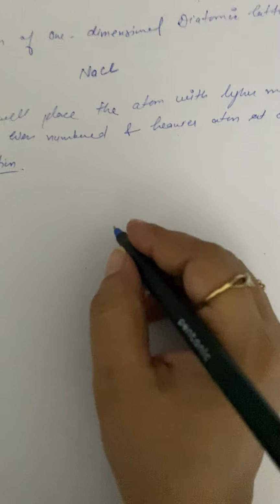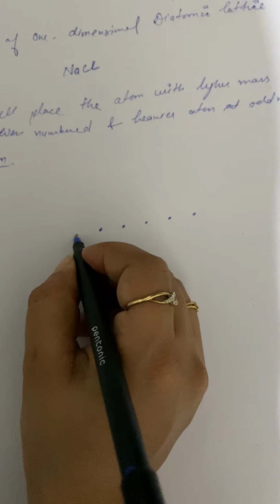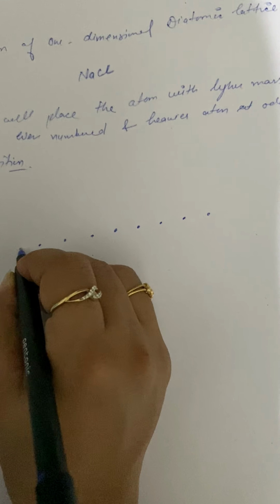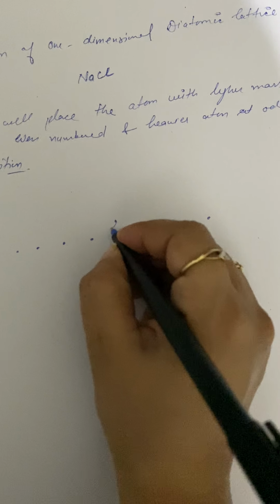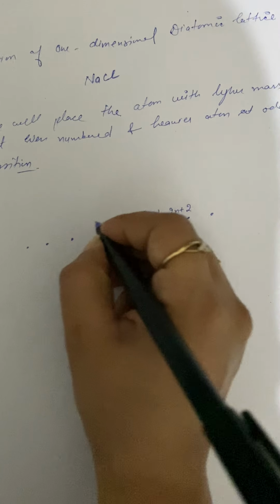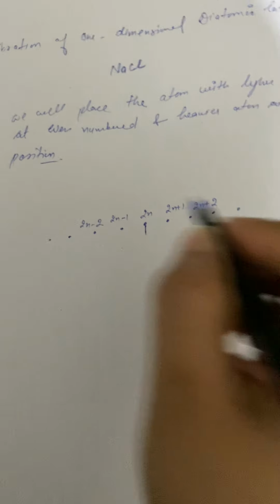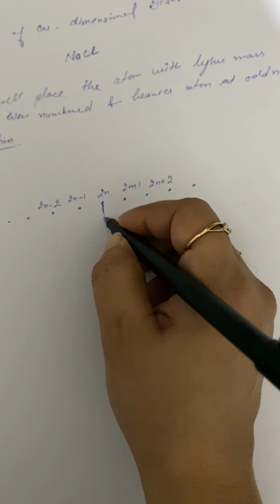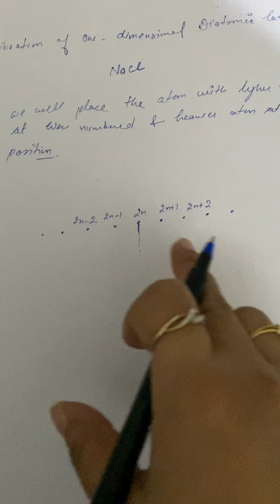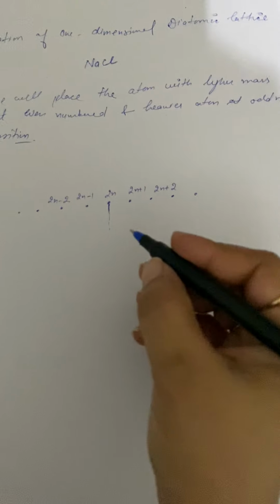So like if these points represent the location of the atoms of a diatomic lattice, then this is 2n, this is 2n plus 1, this is 2n plus 2, and this is 2n minus 1th atom, 2n minus 2th atom, and so on. So when these atoms exert force on each other, then there will be a displacement of each atom by some magnitude.